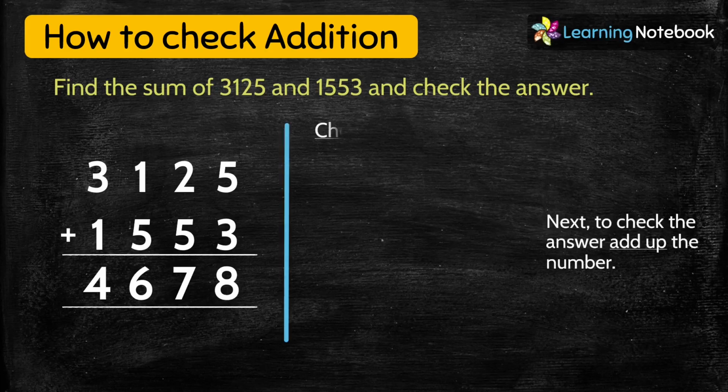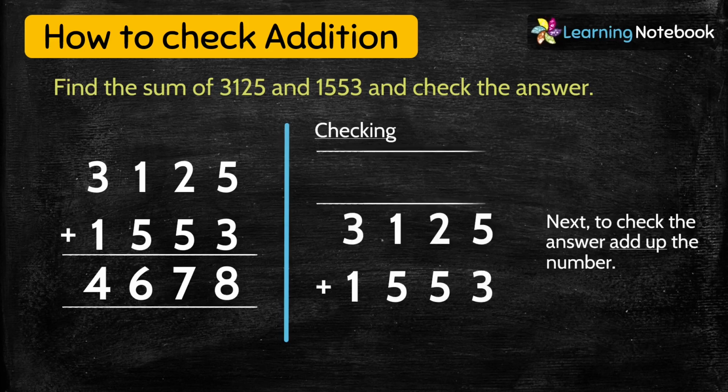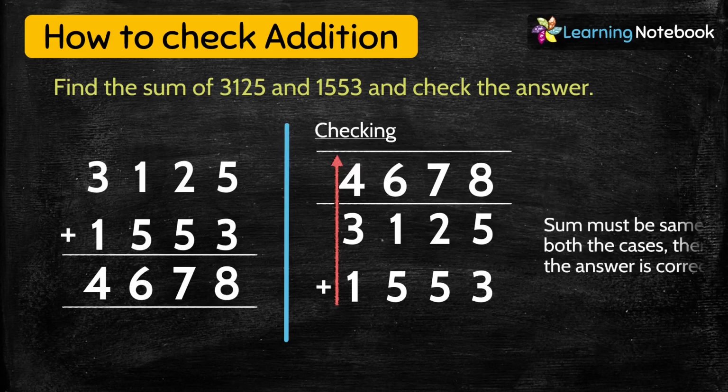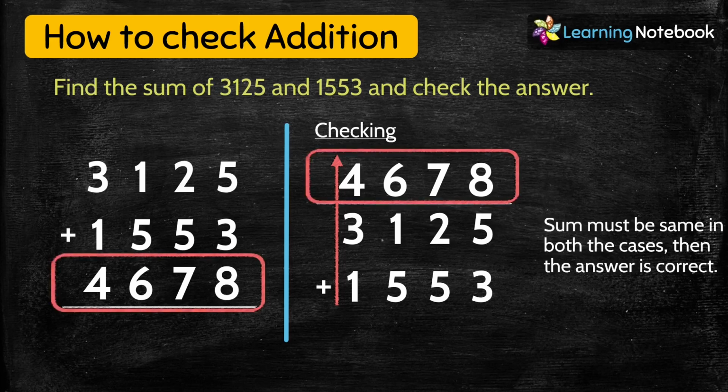To check this answer, we will add up the given numbers. It means 3 plus 5 equals 8. 5 plus 2 equals 7. 5 plus 1 equals 6. And 1 plus 3 equals 4. Students, in both the cases, our answer is same. So it means our sum is correct. So this is the way we check addition.